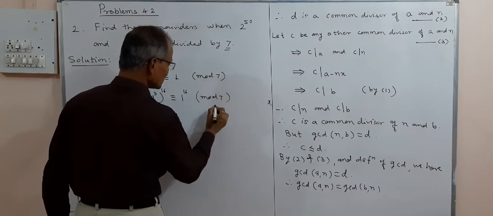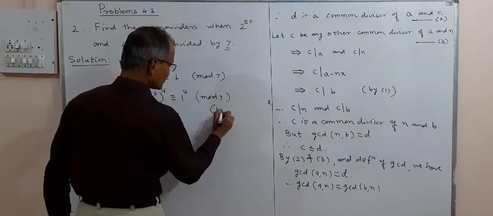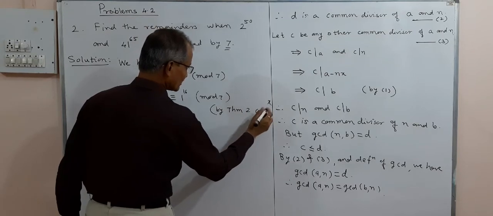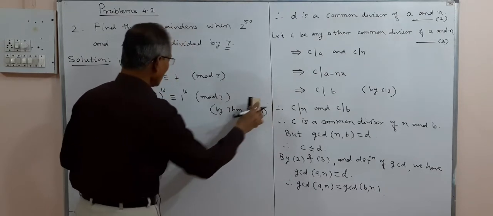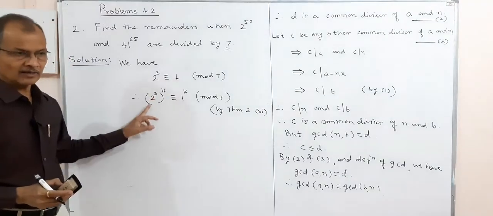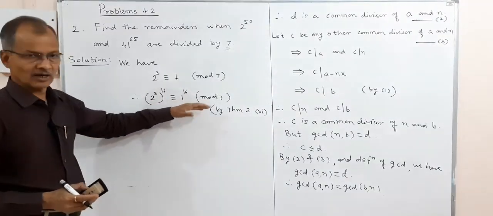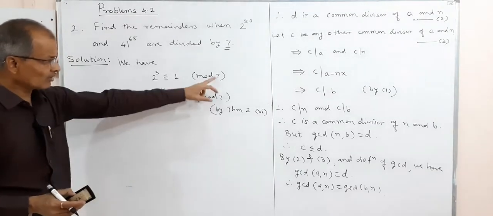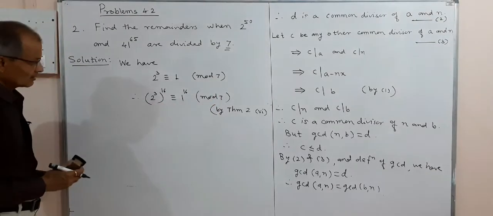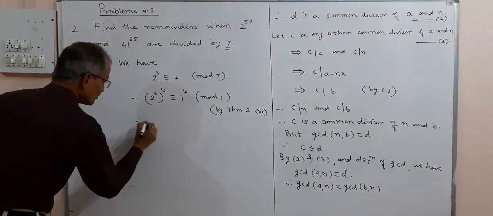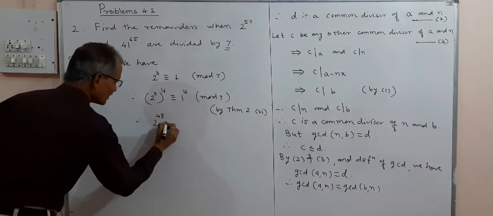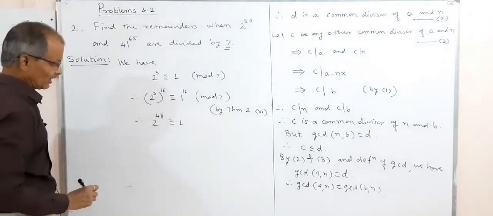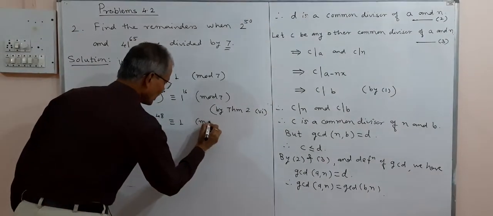This is the result of theorem second, the sixth result. You may see, if A is congruent to B, then A raised to K is congruent to B raised to K under the same modulo, and therefore we can raise the power to 16. Modulo remains the same, and thus this implies 2 to the power 48 is congruent to 1 to the power 16, which is again 1, modulo 7.